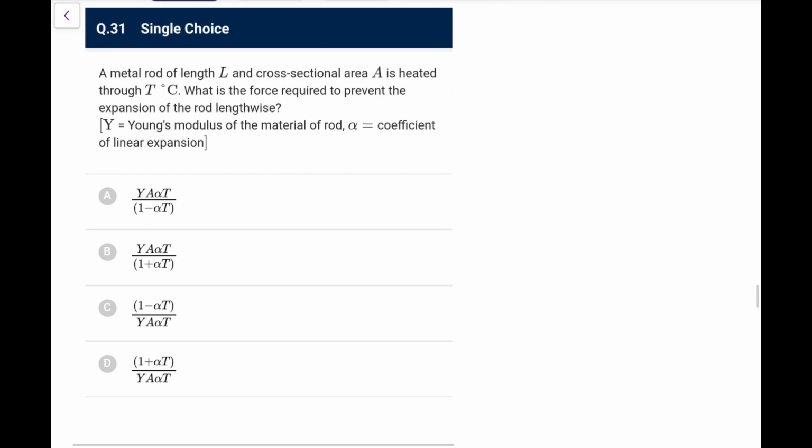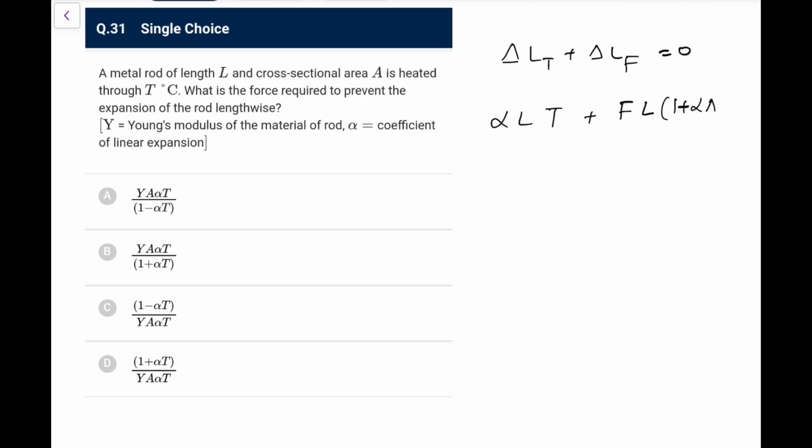A metal rod of length L, area A, is heated through T. What is the force required to prevent the expansion? You can directly go for whatever I say. Typically you write it as A Y alpha delta T, but because here the options are given, you will simply say delta L due to temperature plus delta L due to the force required, both must be equal to 0. Due to temperature, you write alpha L delta T, and due to the force, you will write it as FL upon AY, and the new length will become L(1 plus alpha delta T) upon AY. That would have been 0.